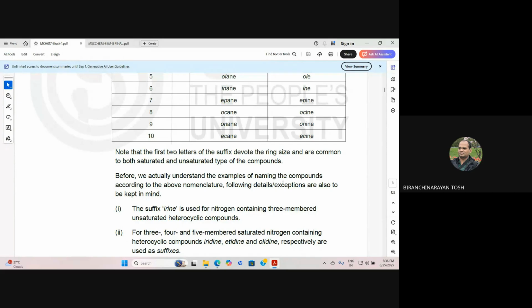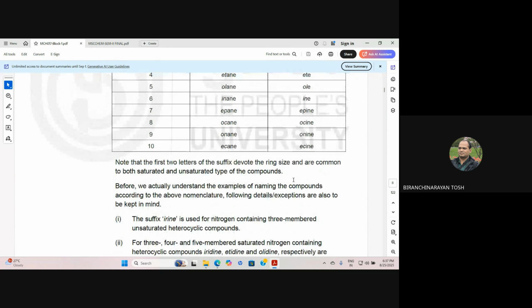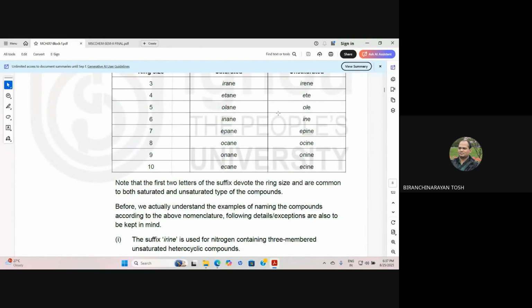Before we actually understand the example of naming the compound, the following details or exceptions are also to be kept in mind. The suffix "-ene" is used for nitrogen containing 3-membered unsaturated heterocyclic compound. First table you can see there. For 3-membered unsaturated, we have written here IRENE. But when nitrogen will be there, it will be IRINE.